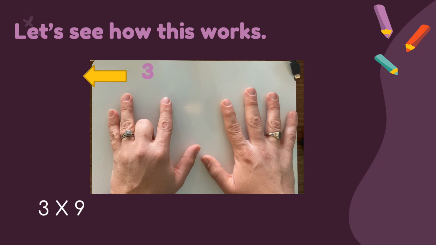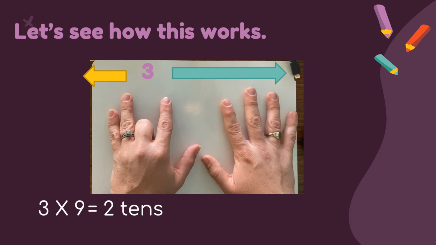Tuck that finger under. And then we're going to look at the left fingers and then the right side of the fingers. Okay? Now, when I'm talking about the left fingers, I'm talking about the fingers underneath where my yellow arrow is. So when we're talking about those fingers, we're looking at the finger that's tucked under and the fingers that are still up that are to the left of it. So the same direction as my yellow arrow.